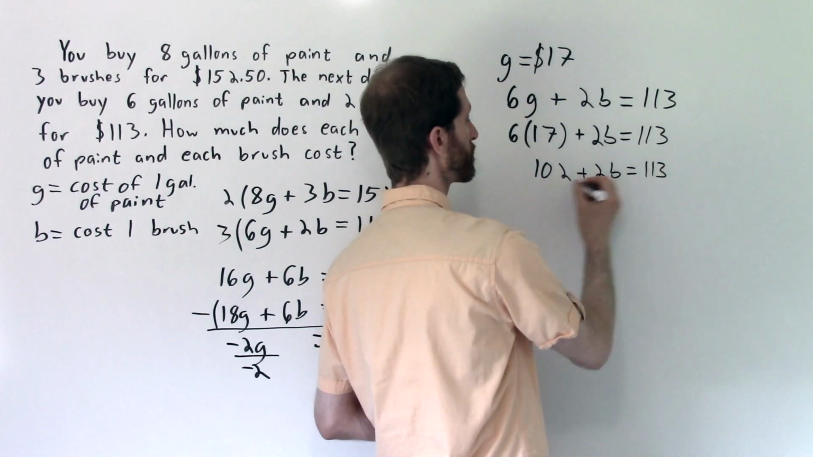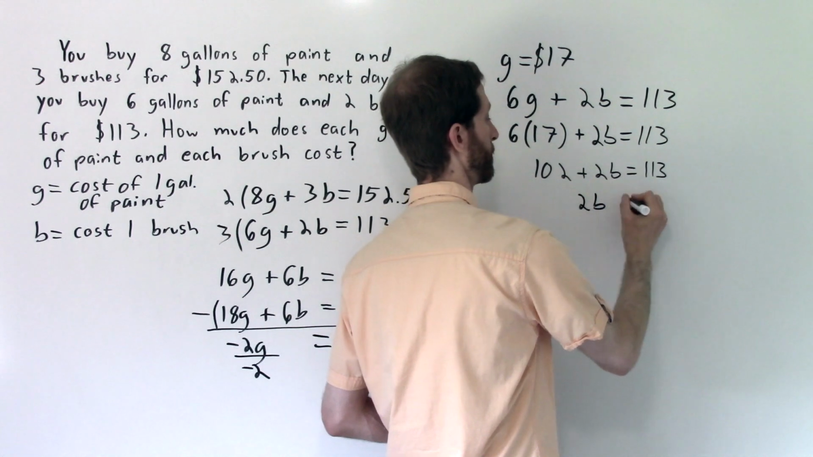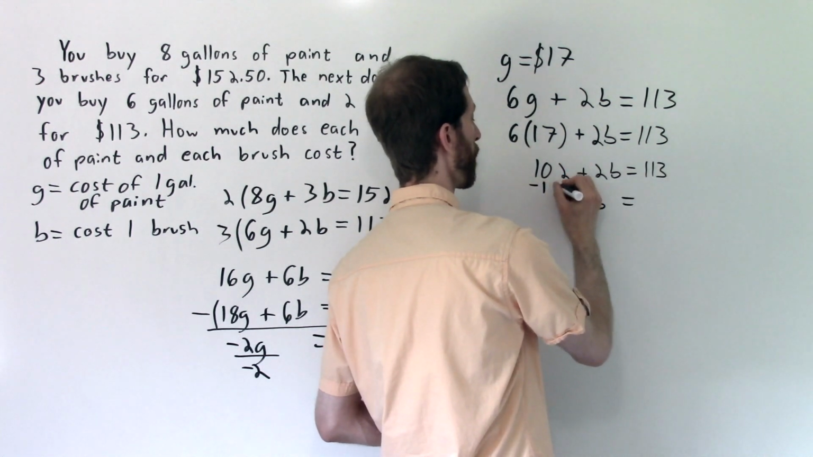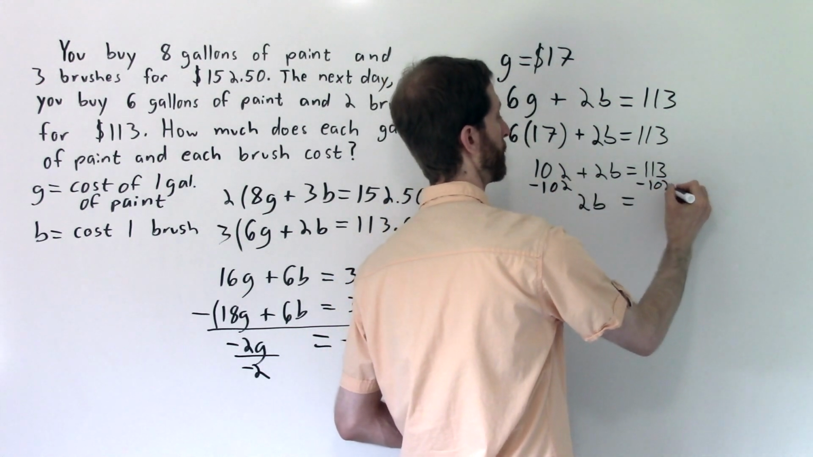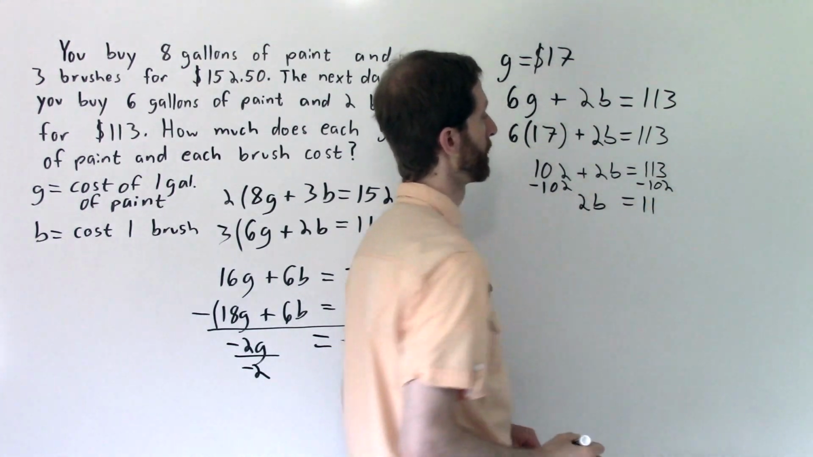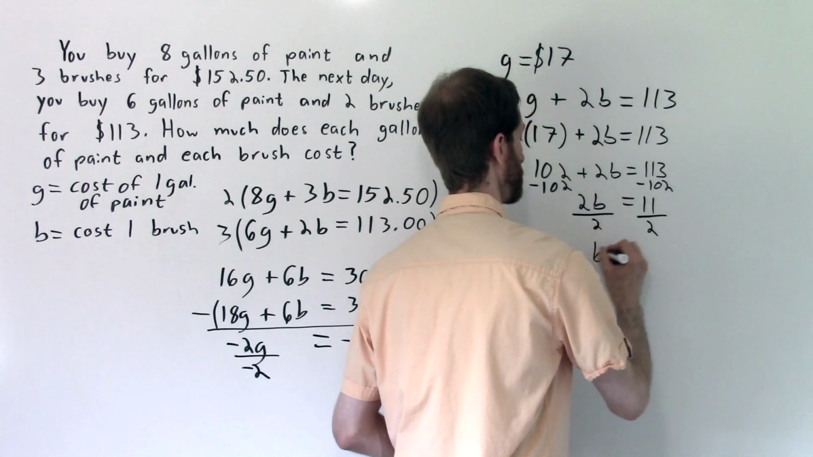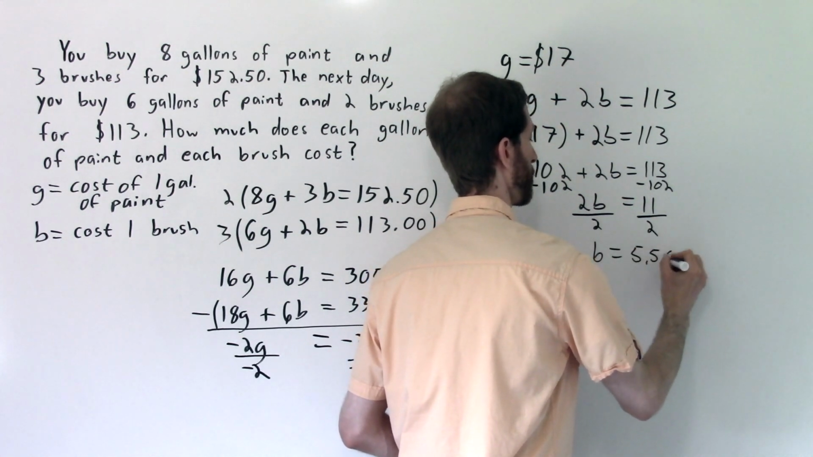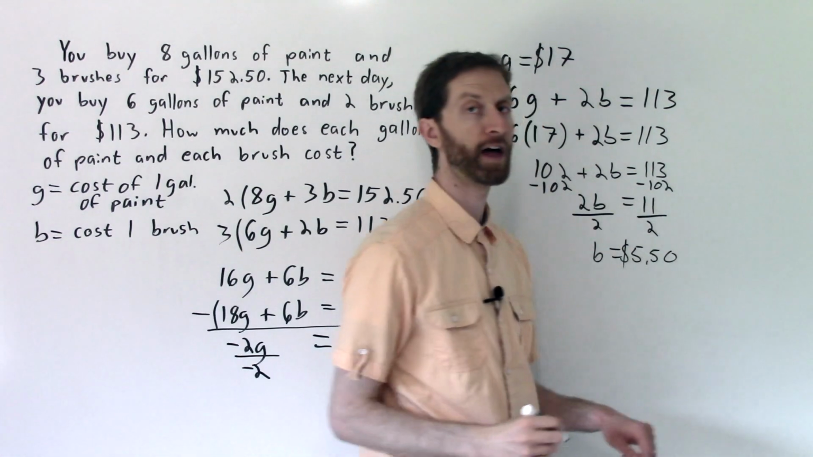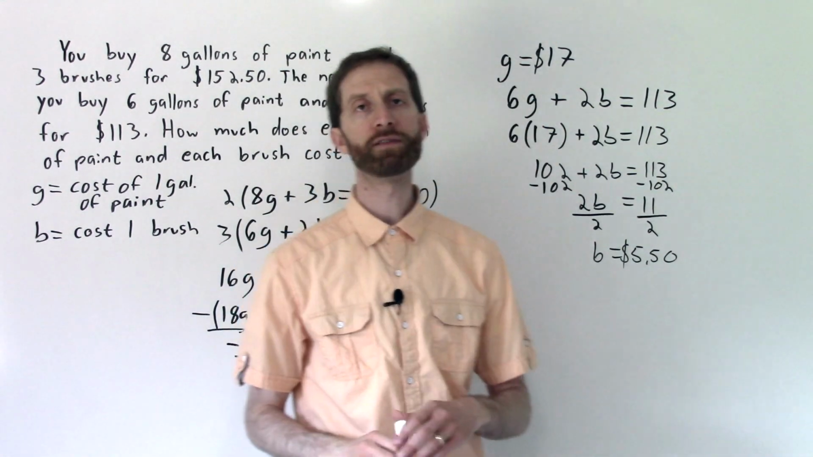I'm going to subtract 102 from both sides. 113 minus the 102 is going to give us 11. And then we divide both sides by 2. So B ends up equaling $5.50 per brush. So a brush costs $5.50 and that gallon of paint costs $17.